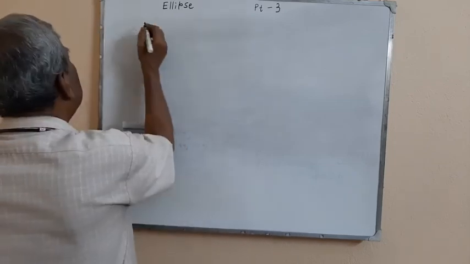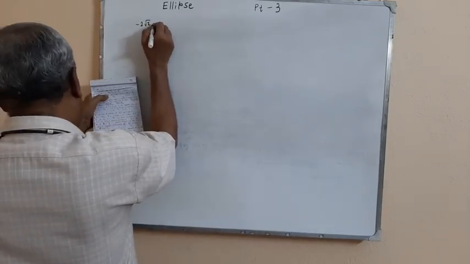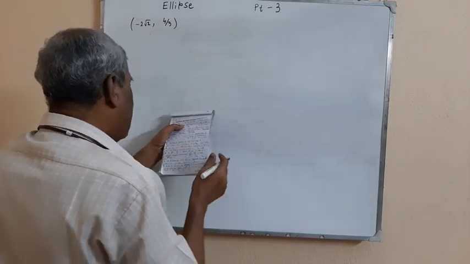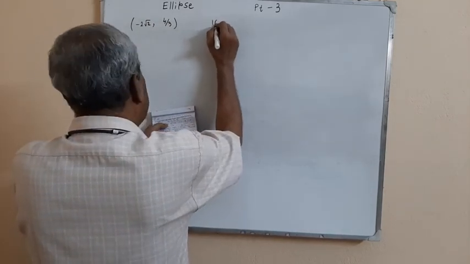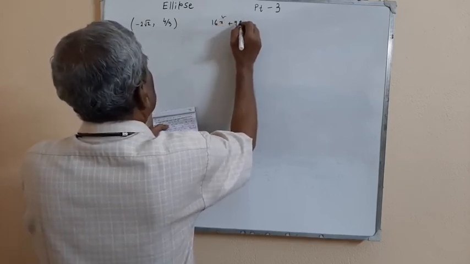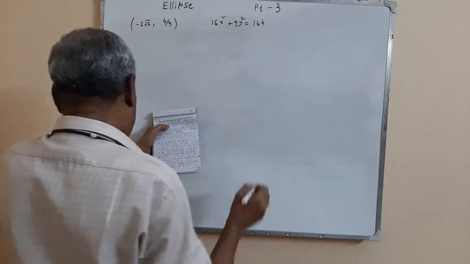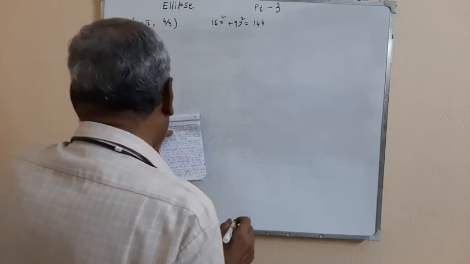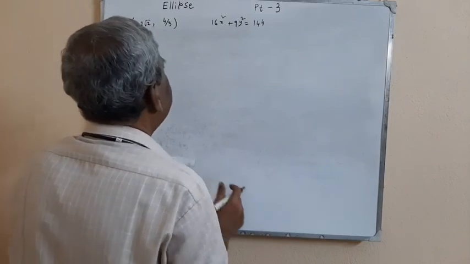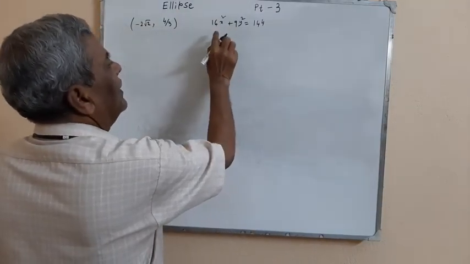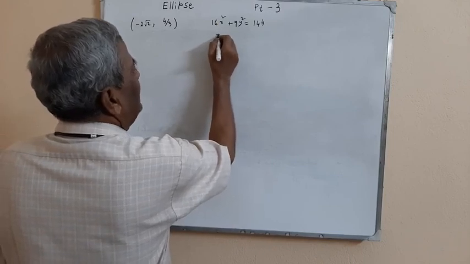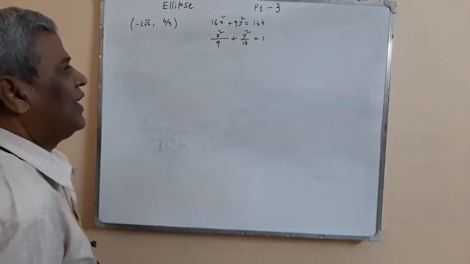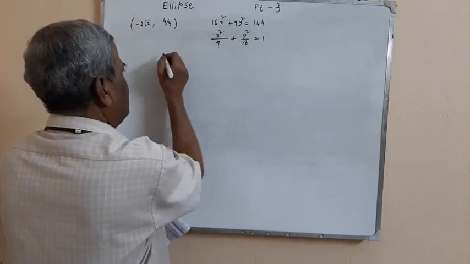The distance of the point (minus 2 root 2, 4 by 3) from the directrix of 16x square plus 9y square is equal to 144, the directrix lying in the third and fourth quadrant, is how much? So this is actually in standard form, x square by 9 plus y square by 16 is equal to 1. So this is the major axis, this is the minor axis. It is of that type.